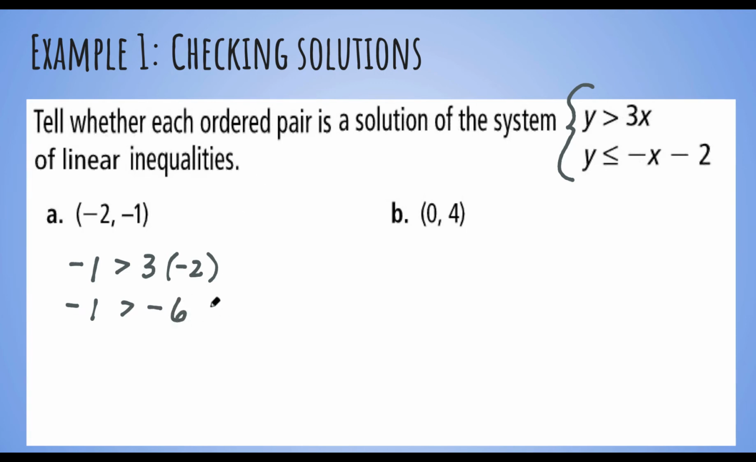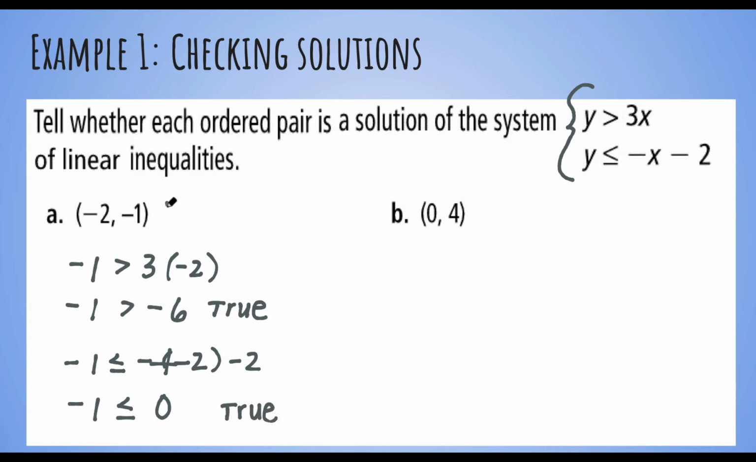And if we think about this, if we looked at a number line, we know that this is going to be true. Next, we're looking at y is less than or equal to -x minus 2. So our y value, -1, is less than or equal to negative x value minus 2. So this becomes a plus, and we can see -1 is less than or equal to +2 minus 2 gives us 0. So -1 is less than or equal to 0. That is also true. So we can see that yes, this point is a solution to our system of linear inequalities.